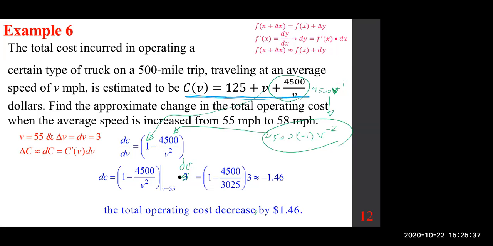All right, so I hope it's clear to everybody. Let's quickly recap. We are basically finding dC, which is what you found here on the right side times dV, and then plug in. And because it's negative, class, we say decreases. That's important for everybody to see. So I hope it's clear to everybody. All right, let's move on.